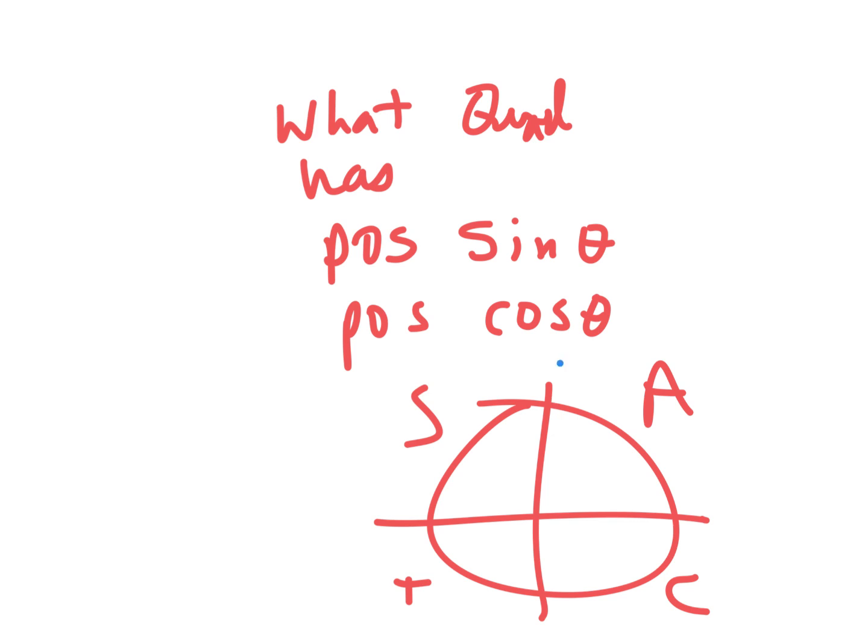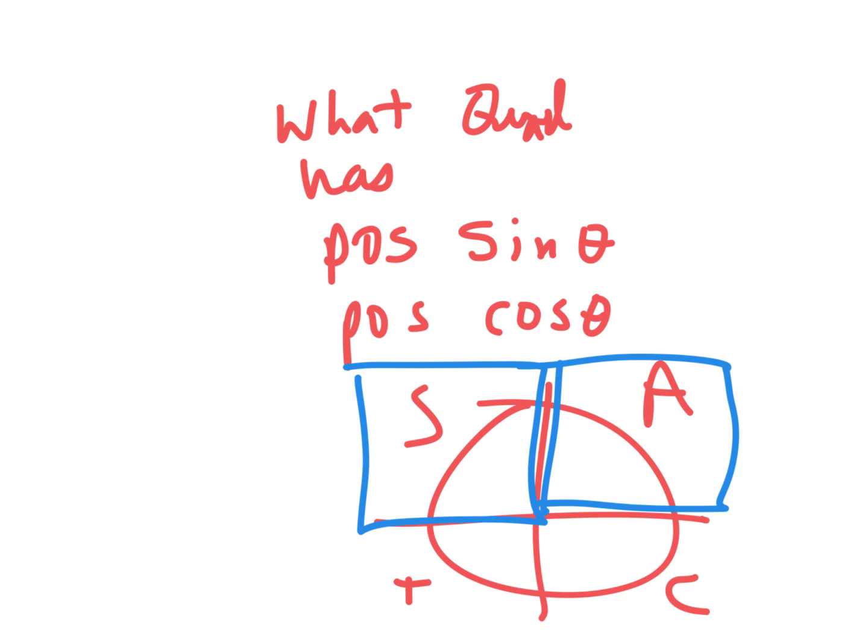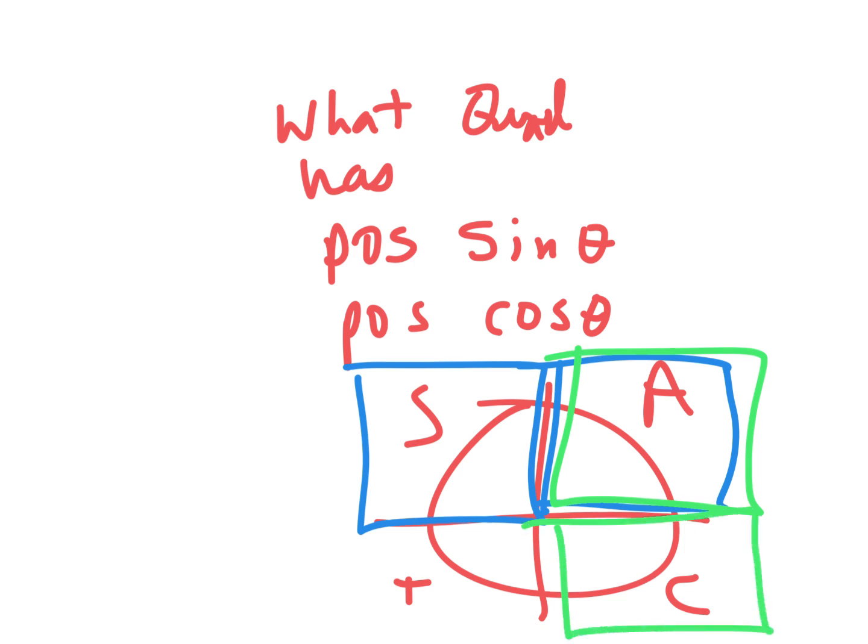Well, here's the ones that have positive sine, the blue ones. Would you agree those have positive sine? And which of those also has positive cosine? Yeah, that one has positive cosine. Well, so does this. So where is the overlap? It's in quadrant 1. Quadrant 1's the only quadrant that has positive sine and cosine.